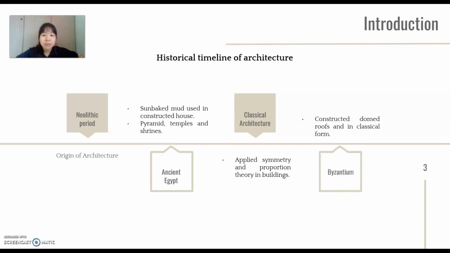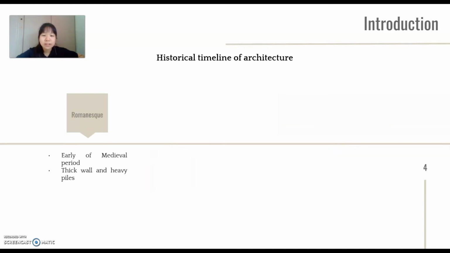Coming to the Byzantium era, builders constructed dome roofs with brick instead of stone, and the design is in classical form. In the early medieval period, mostly, buildings like churches and castles were constructed in the design of thick walls and heavy piles. Continue with the era of Baroque style.